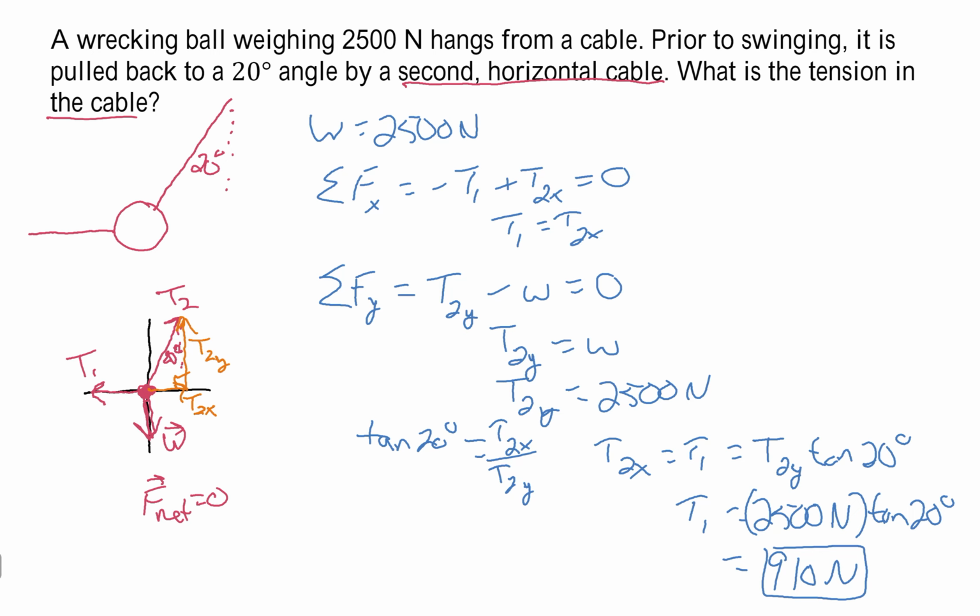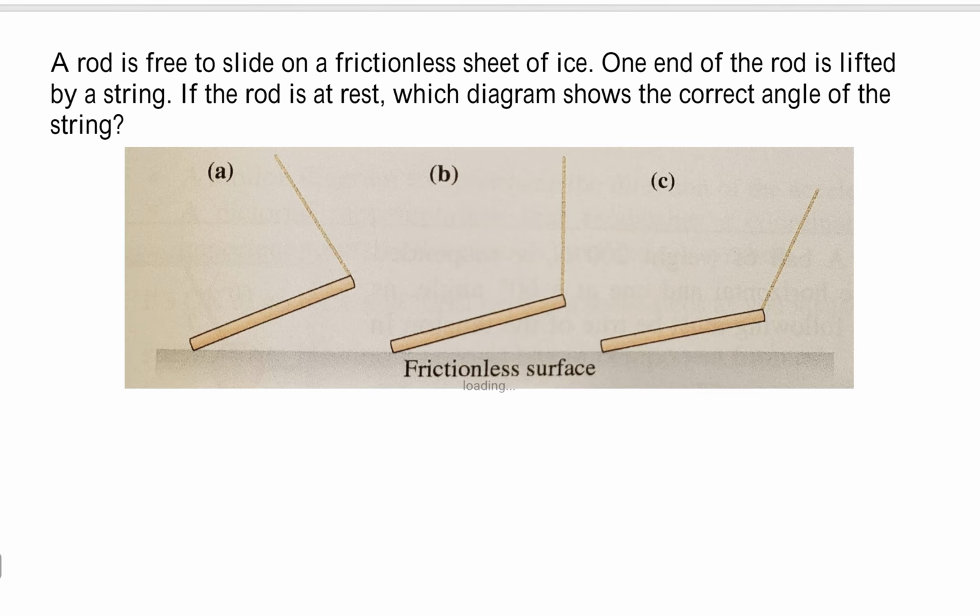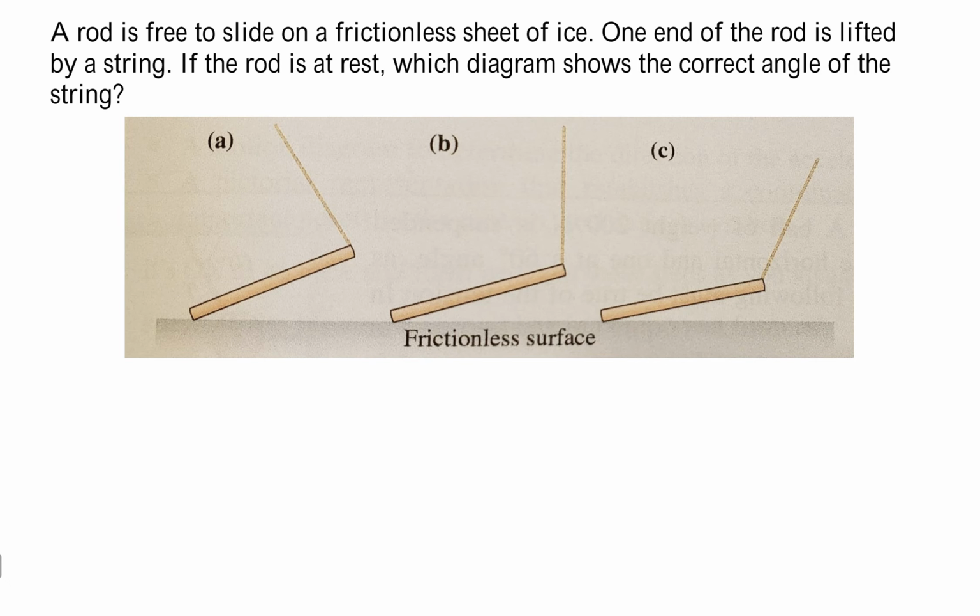Okay, so moving on. We have a rod that is free to slide on a frictionless sheet of ice. So frictionless surface down here. One end of the rod is lifted by a string. The rod is at rest. Which diagram shows the correct angle of the string? We have A, B, and C. Take a second, try to figure it out. Okay, so the correct answer is B.